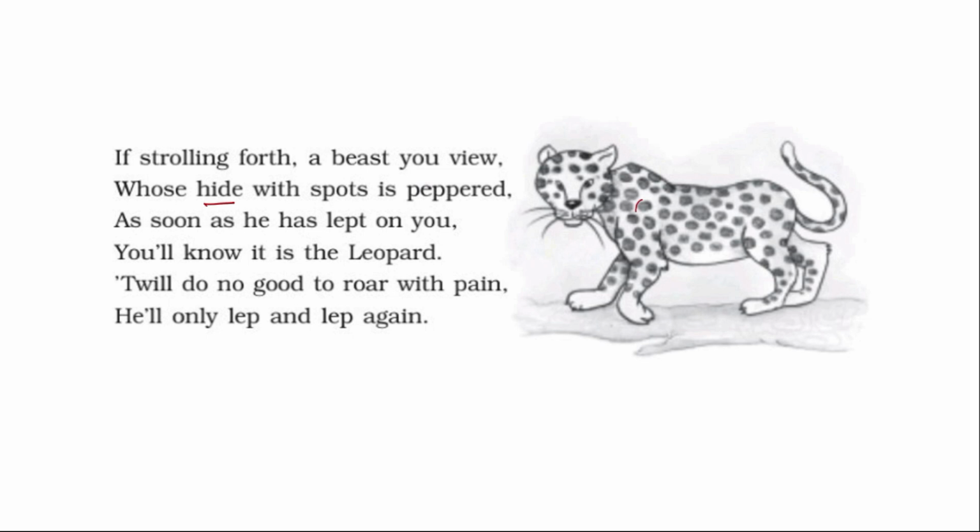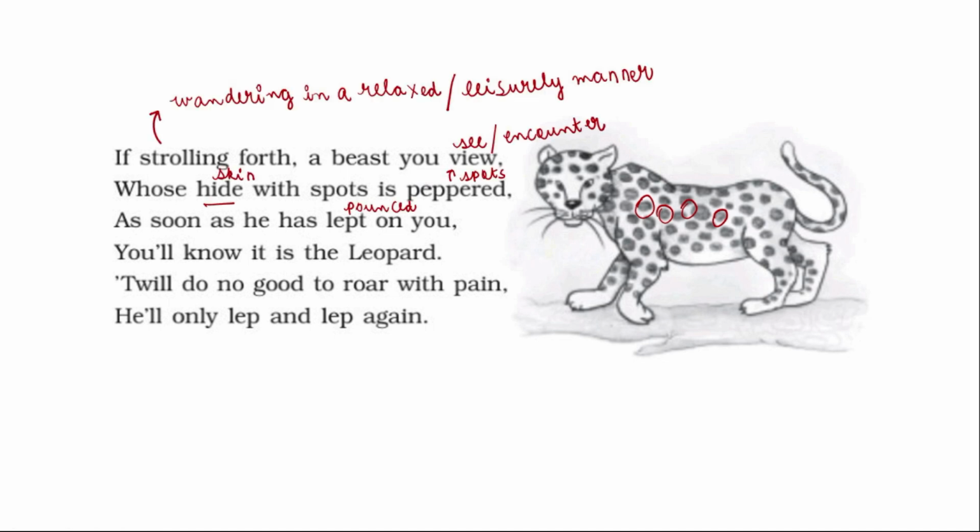So, if there is an animal who has spots on its hide, as soon as he has leapt on you, you will know it is the leopard. So as soon as he has pounced on you, you will come to know that it is a leopard. It will do no good to roar with pain. He'll only leap and leap again. So the poet says that it will not be helpful for you to cry out in pain, because if you do so, he will only jump and pounce again.